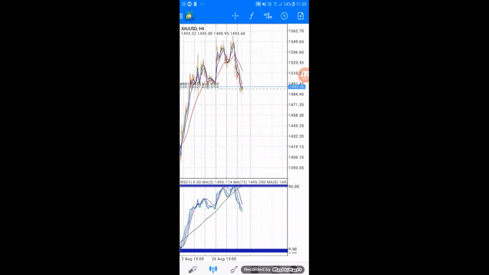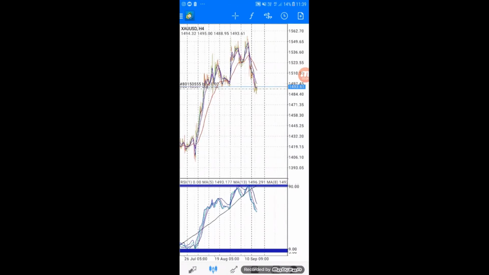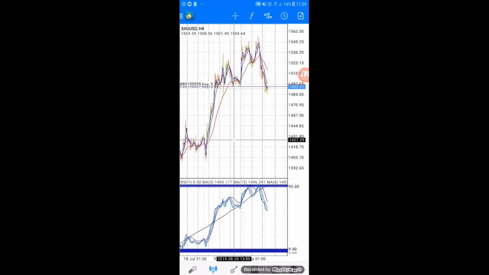Is it oversold? No, it's not oversold. So why am I taking buys when it's not oversold? I was only taking the buy because of this. He rejected here, he came back, he rejected here again, he came back, he even came back here to reject again. So he will go up and touch this level, then continue with the downtrend.